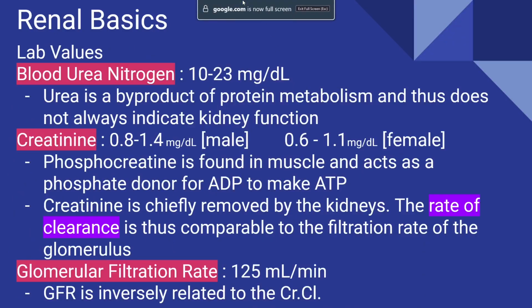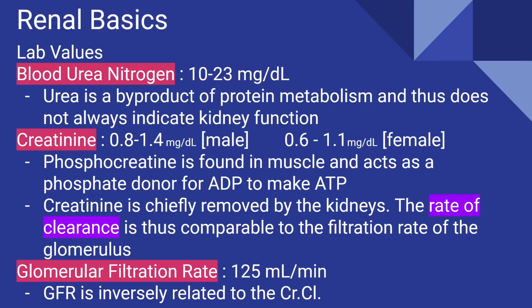But some important lab values to know are BUN, right? We talked about that in GI, especially with liver. We talked about how urea is the byproduct of protein metabolism, so it doesn't always indicate kidney function. It's not always a good indicator of how healthy or how efficient the kidney is working. But typically, we should see that between 10 and 23 milligrams per deciliter, right? We're always metabolizing proteins in our body, so we should always see some amount of ammonia being turned into urea.